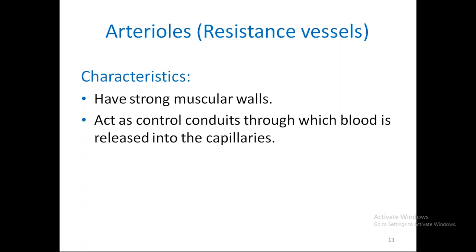And why are arterioles called resistance vessels? Because arterioles have a smaller diameter. Because of the smaller diameter, we call them resistance vessels.